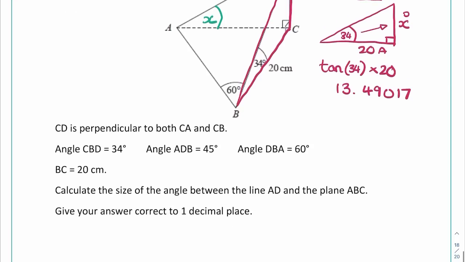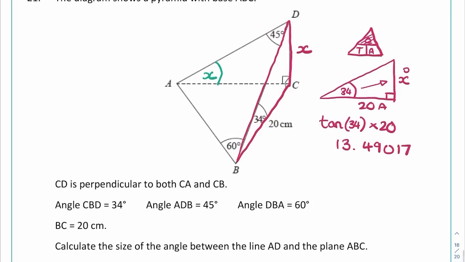It says it wants our answer to 1 decimal place, so we can probably get away with not writing 5 decimal places, but just to keep it really accurate, that's what I'm going to do. So I'll label that up here, 13.49017. There we go, that is the first length found. We now just need to find another one.